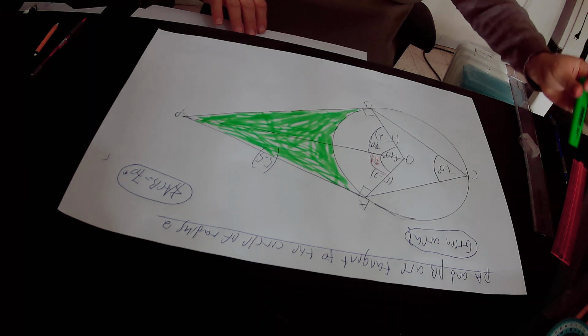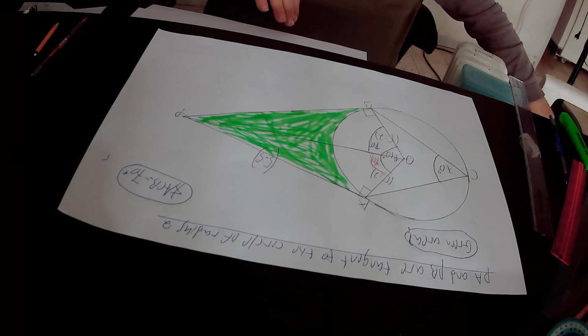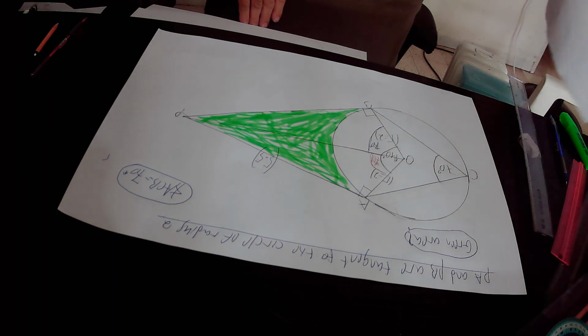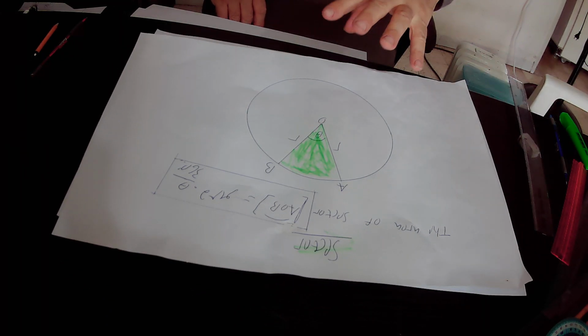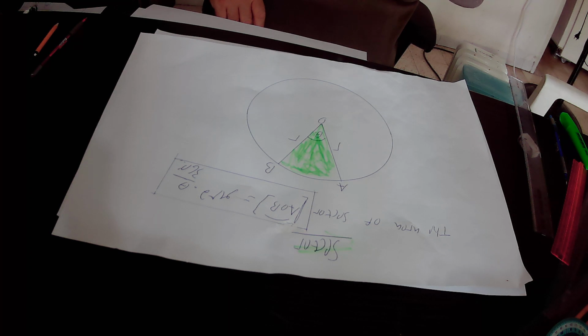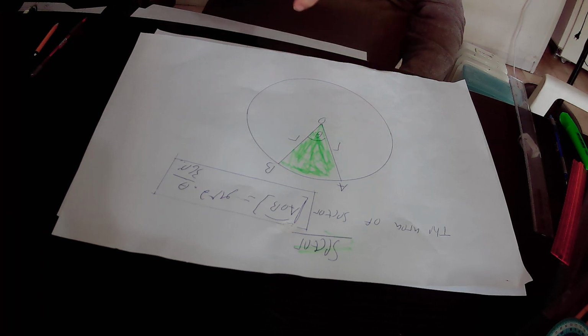So, what is a sector? A sector is part of a circle or a portion of a circle. We have here a circle. The green shape AOB is a sector of the circle. It is part of this circle.